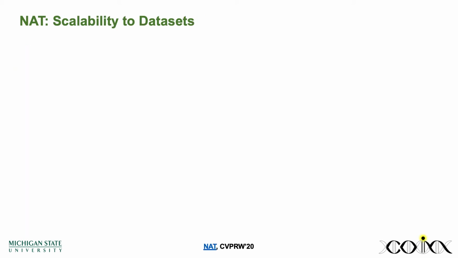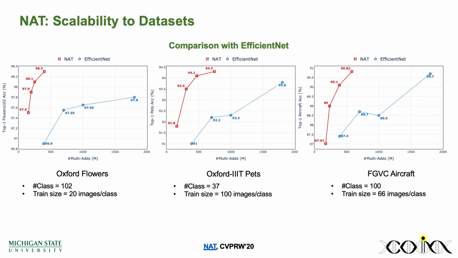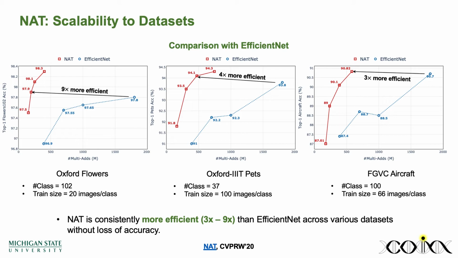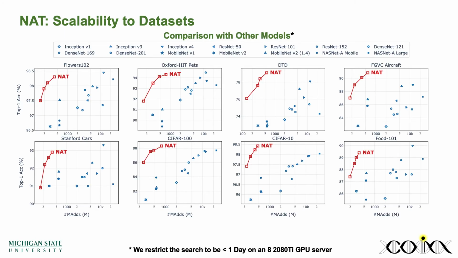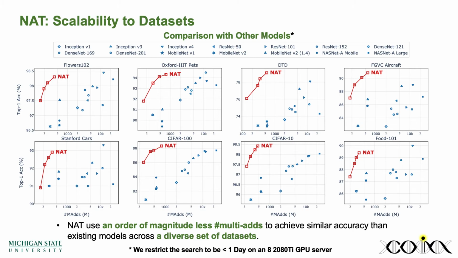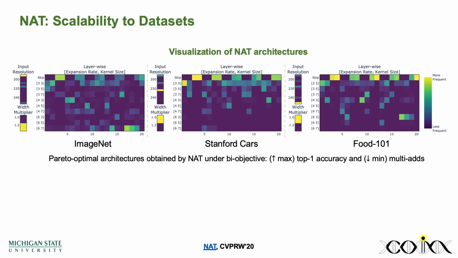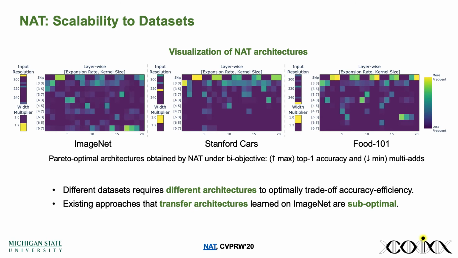We then show the scalability of our method to different datasets. We first compare with EfficientNet on 3 datasets with different types of data, different number of classes, training size, and image resolutions. In general, our method, which directly searches on each dataset, significantly outperforms EfficientNet, which transfers fixed architectures from ImageNet. A similar trend is observed when we extend the comparison to many other models and datasets. The search hyperparameters are chosen such that the search finishes in 1 day on an 8 GPU server for each dataset. Towards understanding of the observed improvement in performance, we visualize the Pareto optimum architectures obtained by our method, where we clearly see different datasets require different architectural settings, including input resolution, width, kernel sizes, and etc., to optimally trade off accuracy and efficiency.